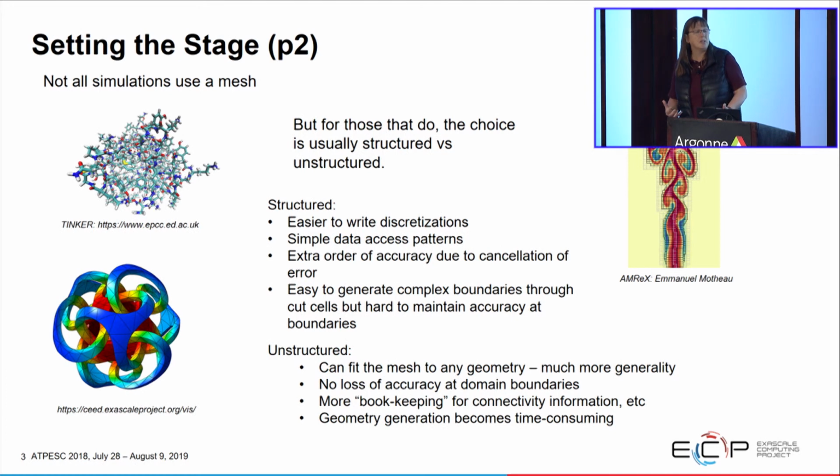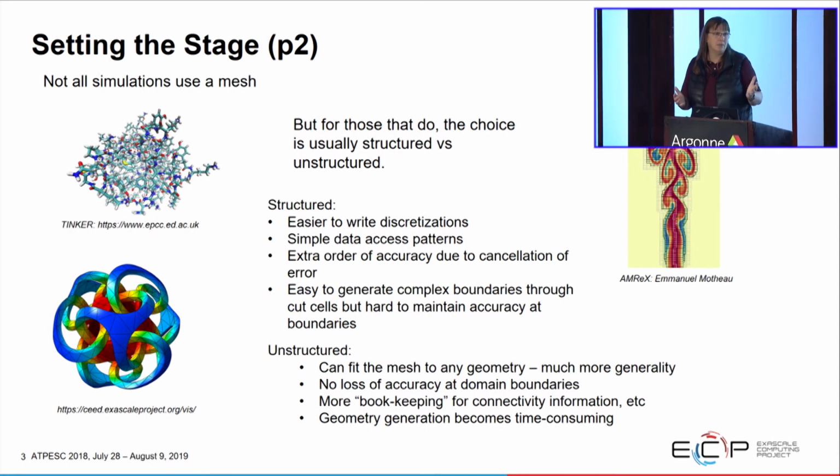So why would you choose a structured mesh? First of all, it's a lot easier to write discretizations. If you want to do an x derivative, you know that I plus 1 is to the x side, the high x side of point I. So you say, it's phi at I plus 1 minus phi of I. You've written an x derivative. Life is simple. You have simple data access patterns.